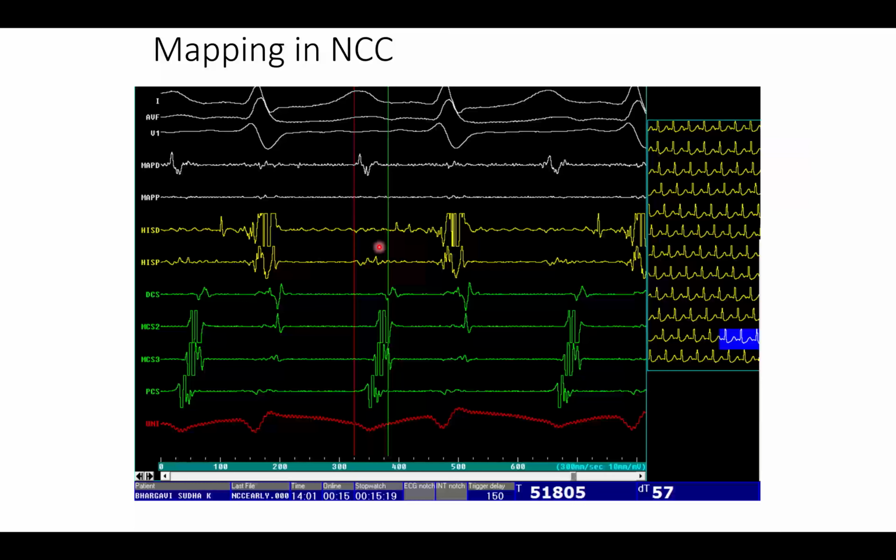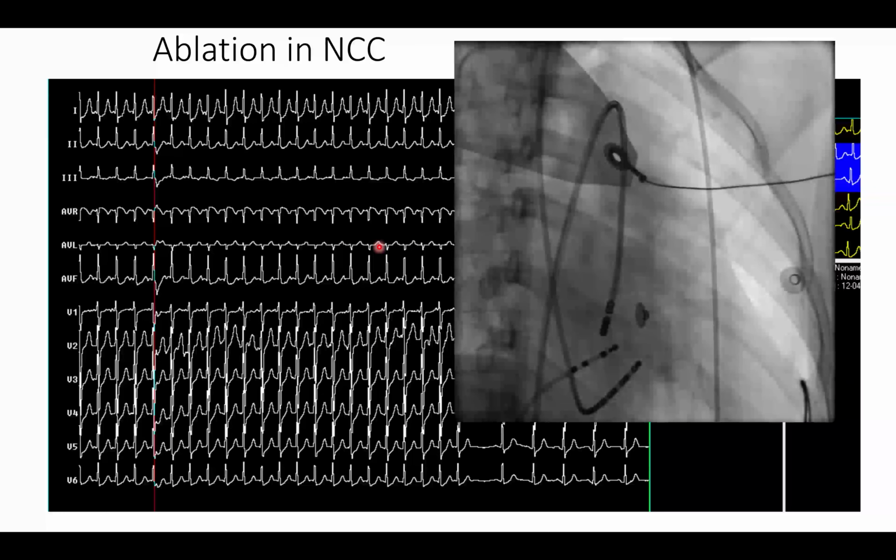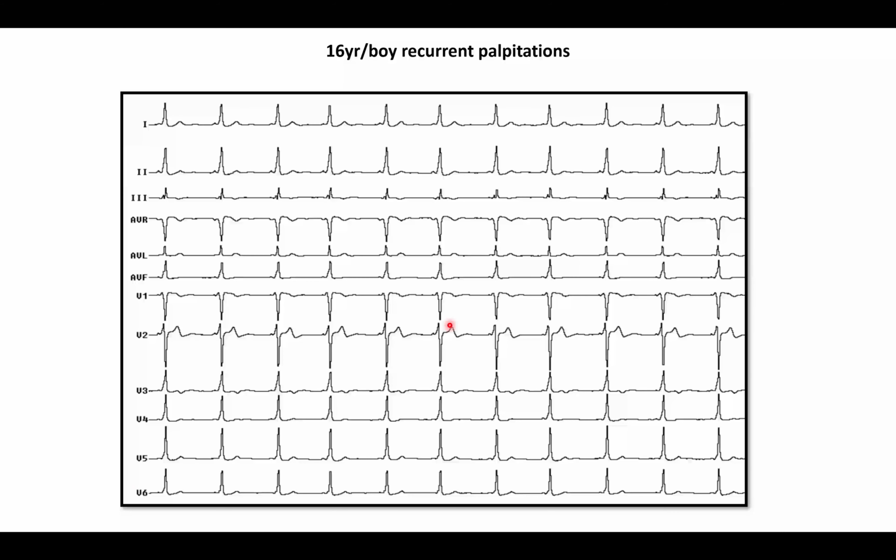Anyways, it was mapped in the non-coronary cusp. This is your non-coronary cusp, and this is your His catheter, and you ablate and your tachycardia gets terminated. And once the tachycardia gets terminated, you pace very fast, to show that again tachycardia is not getting induced, to make sure that it's a successful ablation.